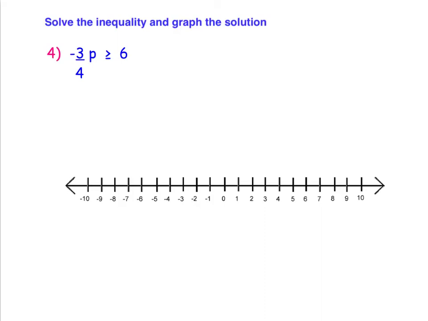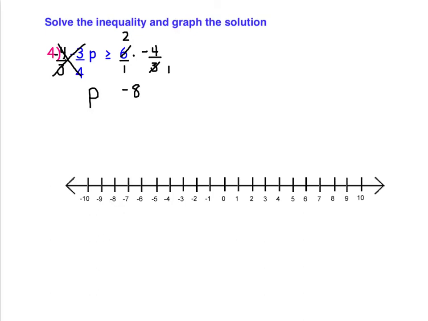In this inequality, in order to isolate p, we need to multiply both sides by the reciprocal of negative 3/4, which is negative 4/3. On the left side, my negative 4/3 cancels out with my negative 3/4, giving me just a p. And then on the right side, I'm multiplying by 6 over 1. I see that my 6 can cross out with the 3 to become a 2 and a 1. So 2 times negative 4 is negative 8.